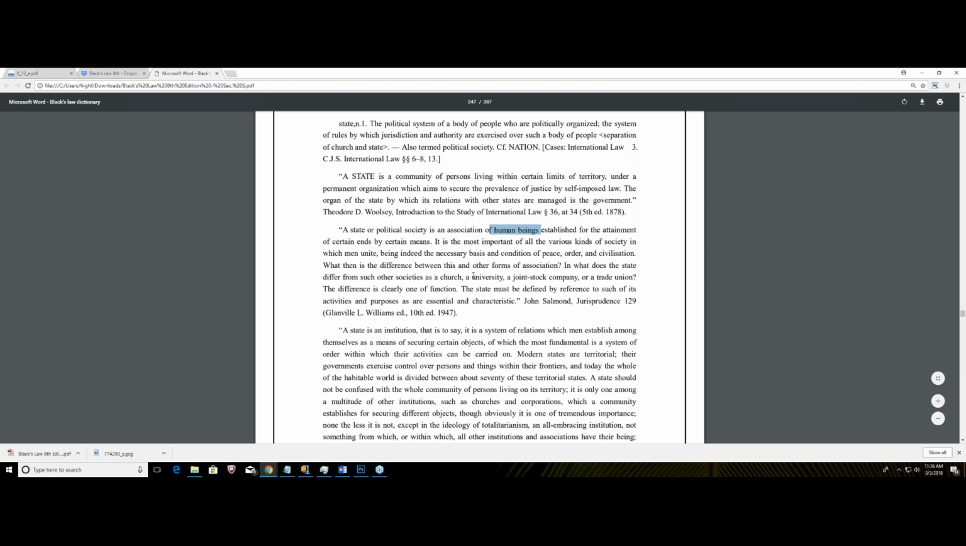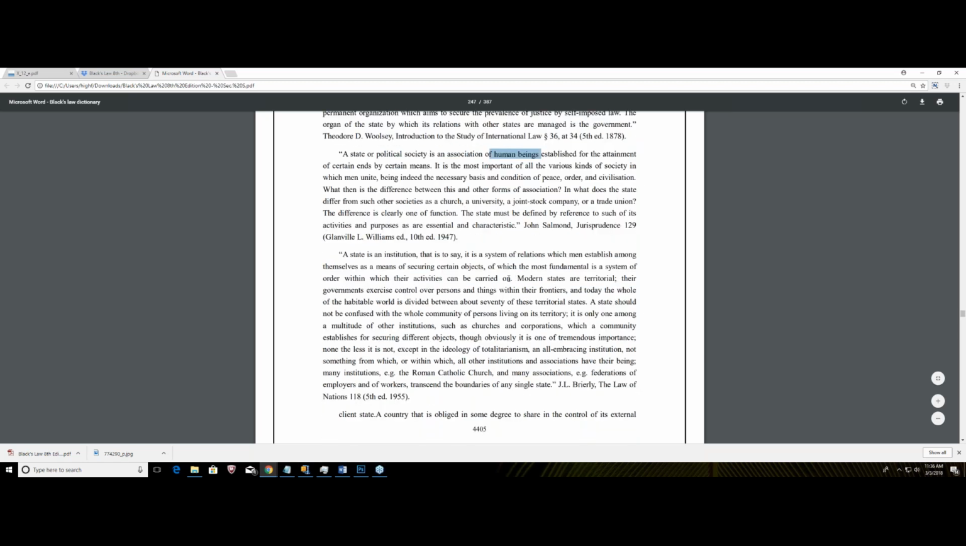What then is the difference between this and other forms of association? And how does the state differ from such other societies as a church, a university, a joint stock company, or a trade union? The difference is clearly one of function. The state must be defined by reference to such of its activities and purposes as are essential and characteristic.